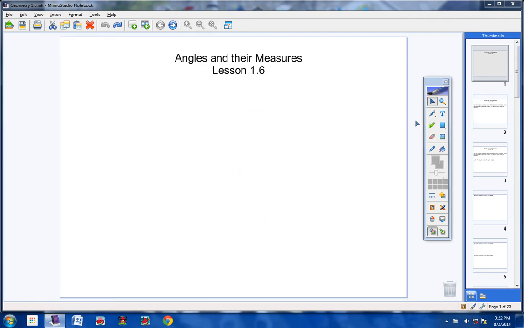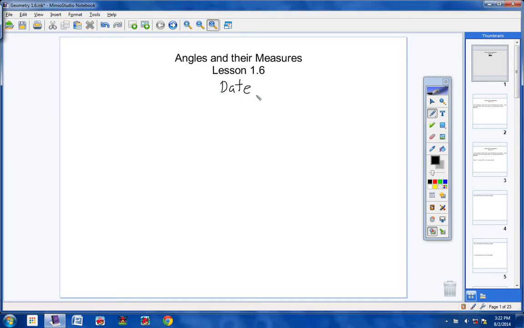I would like you to go ahead and get out your notes and your notebooks, and let's take some notes for a little bit. Please copy this heading in your notes if you would, please. I want you to copy down angles and their measures, lesson 1.6, and also include today's date if you would, please.